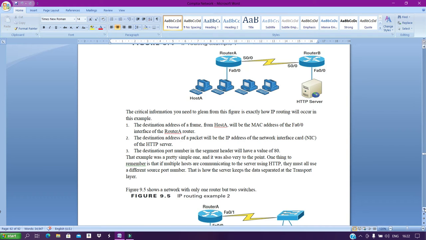That example was a pretty simple one, and it was also very to the point. One thing to remember is that if multiple hosts are communicating to the server using HTTP, they must all use a different source port number. This is how the server keeps the data separated at the transport layer.